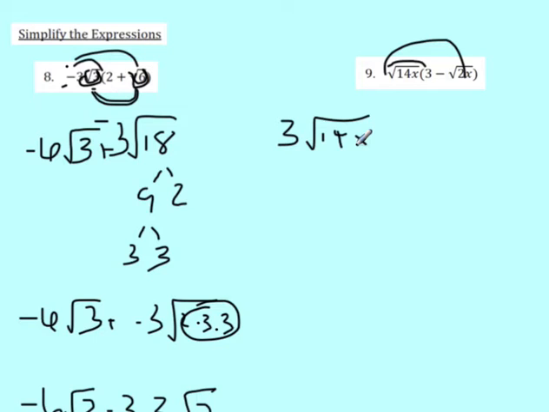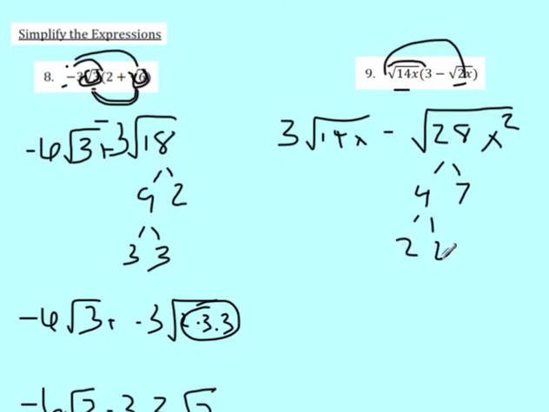Then we're going to take a look, and now when I multiply square root of 14x times the square root of 2x, I can actually multiply underneath. Well, 14 times 2 is 28. X times x is going to give me x squared. So now I need to work on simplifying 28. So I have 4 and 7, and then 2 and 2. So this one's going to stay the same. 3 square root of 14x cannot be simplified anymore.